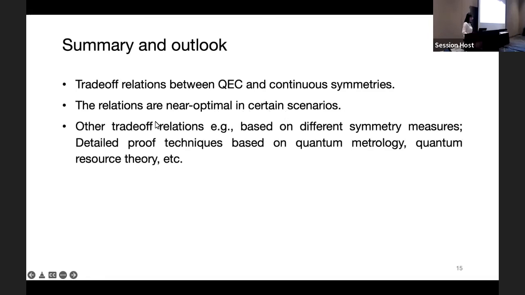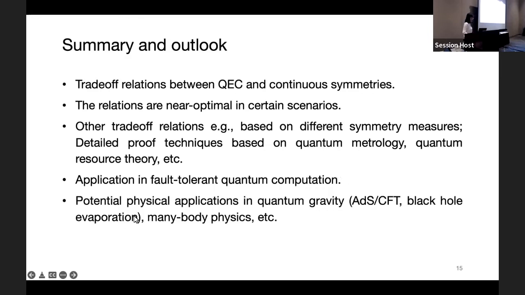And there are also other types of trade-off relations based on different symmetry measures that I don't have time to cover. And also some detailed proof techniques from fields like metrology and resource theory. And I also presented the results in the application of fault-tolerant quantum computation in terms of this limitation on transversal logical gates. And there are also potential physical applications in quantum gravity and many-body physics, where both symmetry and quantum error correction are important concepts.